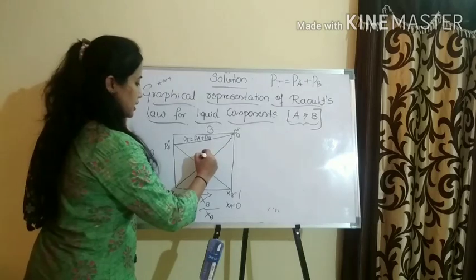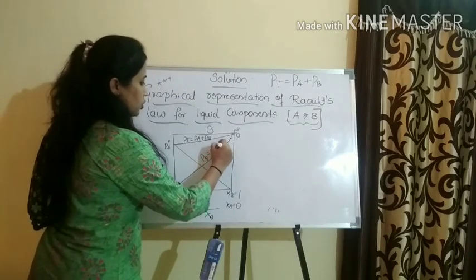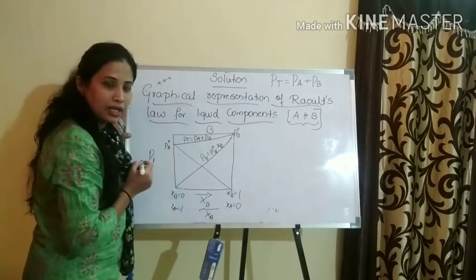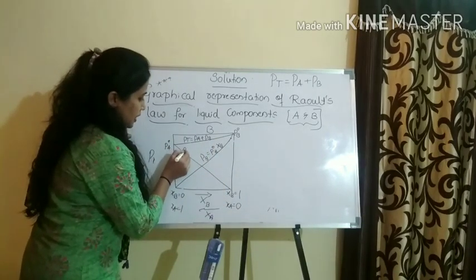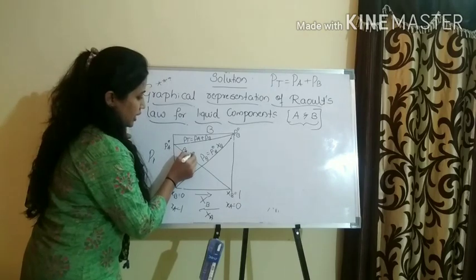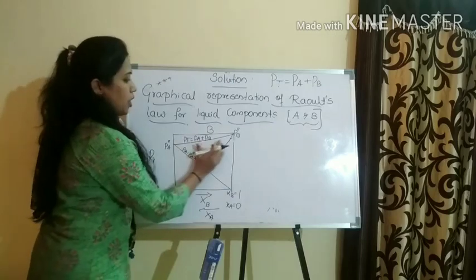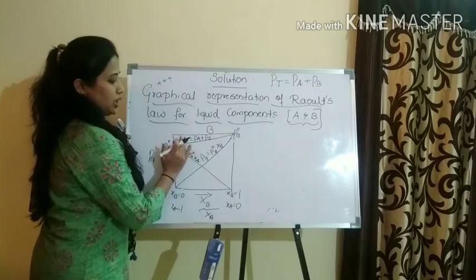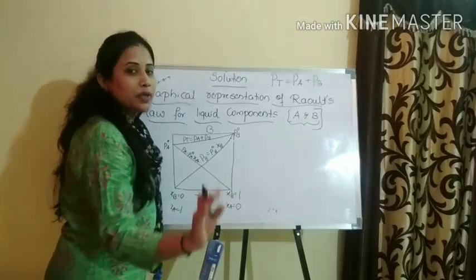How can I write here? PB is equal to P naught B into XB. Agree? Whereas this line represents PA is equal to P naught A into XA. The sum of these two will give the P total. So this is a graphical representation of Raoult's law for a liquid component.